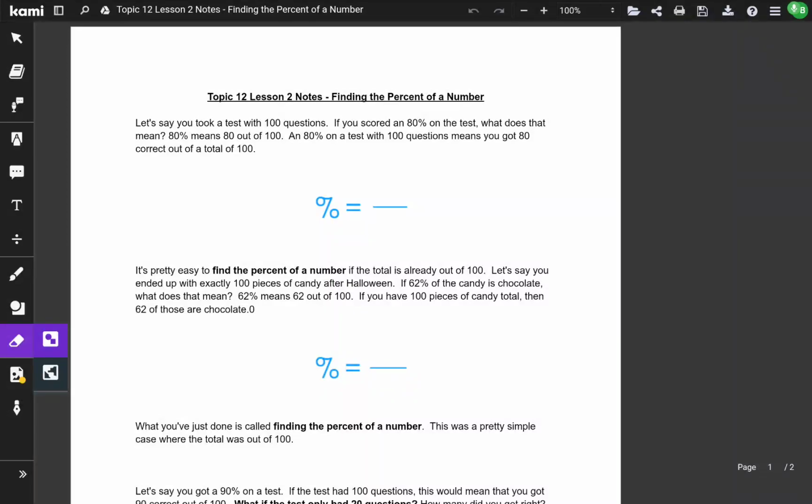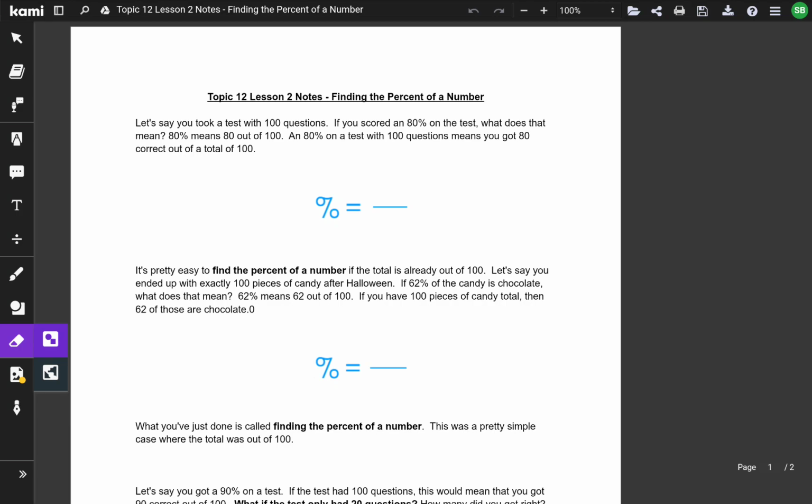Welcome to Topic 12, Lesson 2, Notes, Finding the Percent of a Number. For this one, mostly what we're going to do is just go through some examples together. You should be able to pick up on it pretty easily at this point, especially through the use of a calculator. So let's just dive right in and take a look.